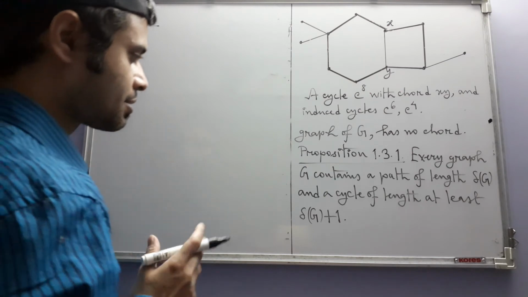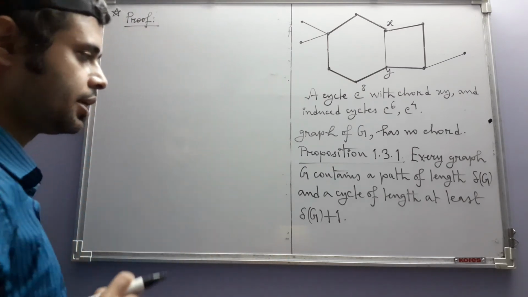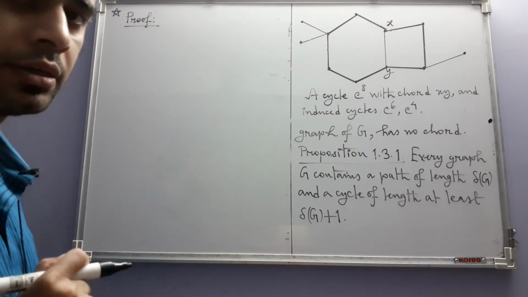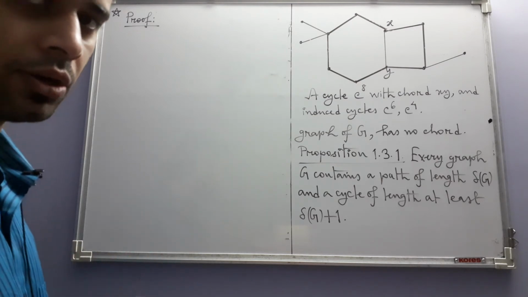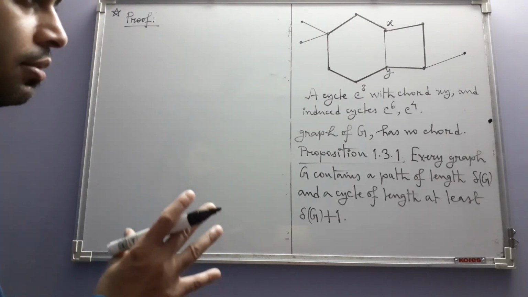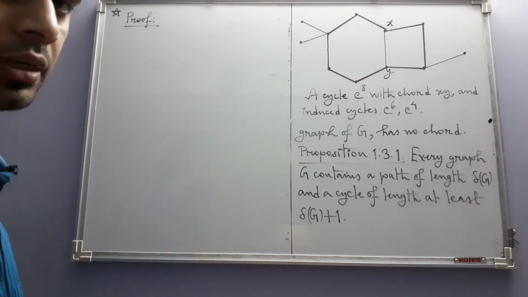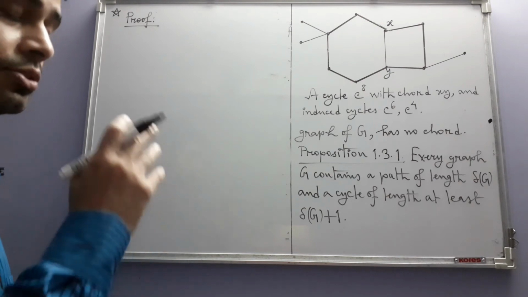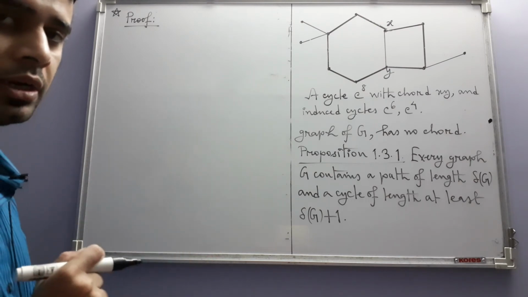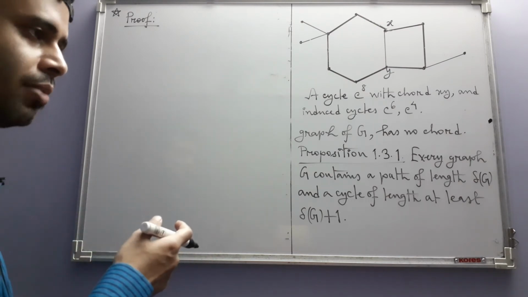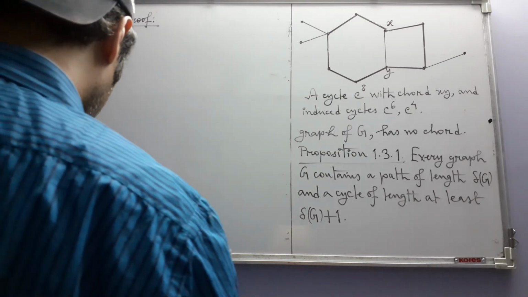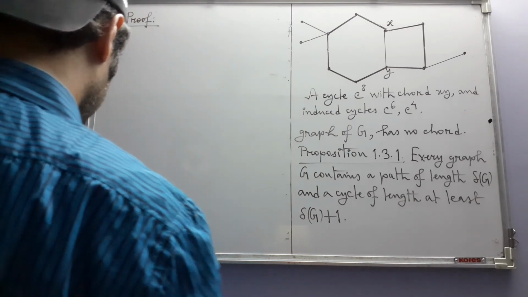So we will start by considering a path of maximum length in the graph. Such a path will always exist because our graph is a finite graph. So a path with maximum possible length will always exist. There may be multiple such paths, we are choosing one of them. So we start the proof like this.